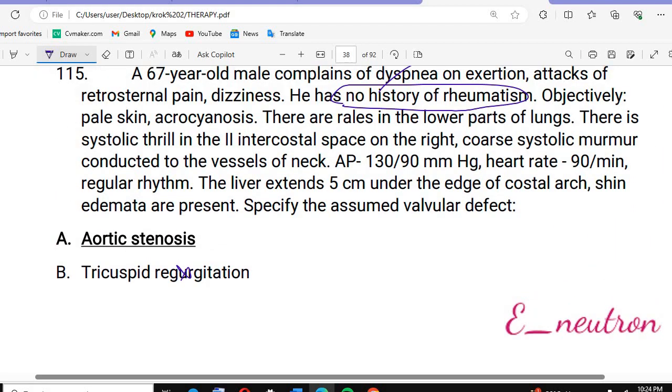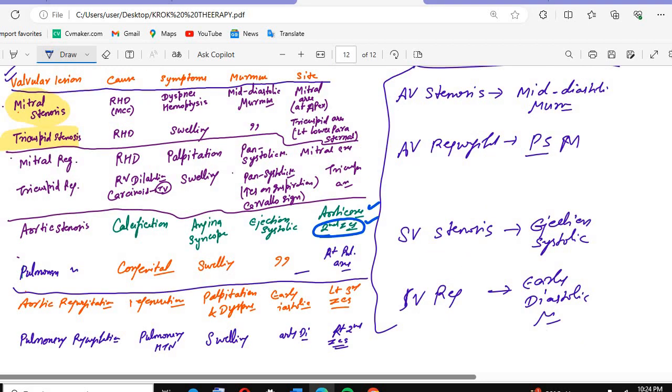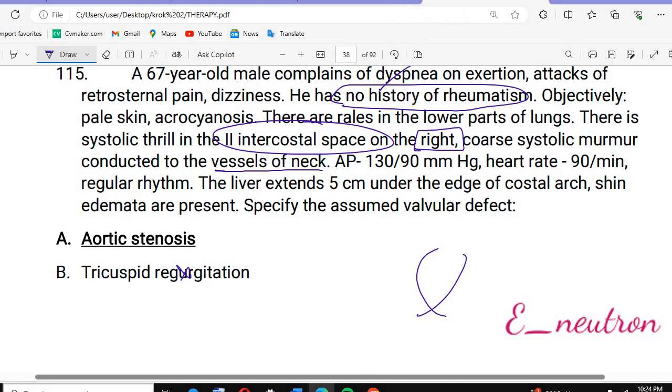Then we have seen there is a systolic thrill in the second intercostal space on the right side, coarse systolic murmur conducted to the vessels of the neck. I told you that when we have to hear the aortic sounds, they will be on the right side, because the aorta will go like this and the pulmonary artery will go like this. So we will hear the heart sounds on the right side in case of the aorta. Then BP is there, liver extends 5 cm under the edge of the costal arc, edema present, specify the assumed valvular defect. So what will you classify from here?